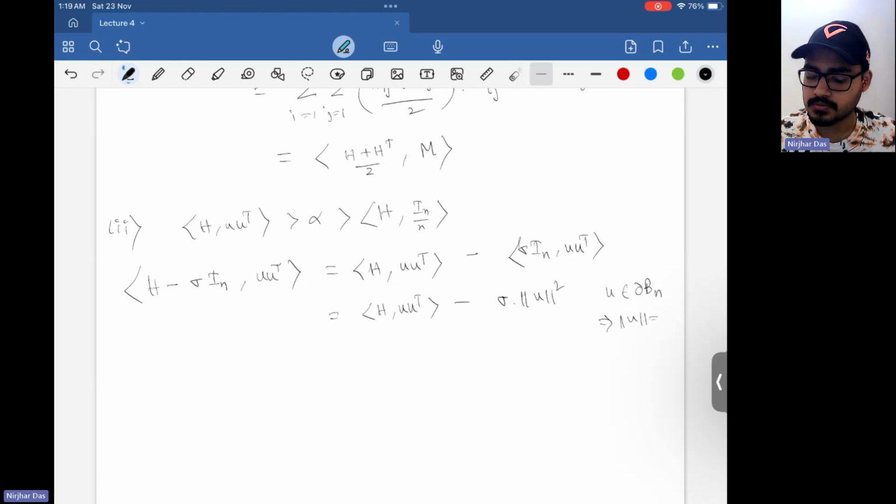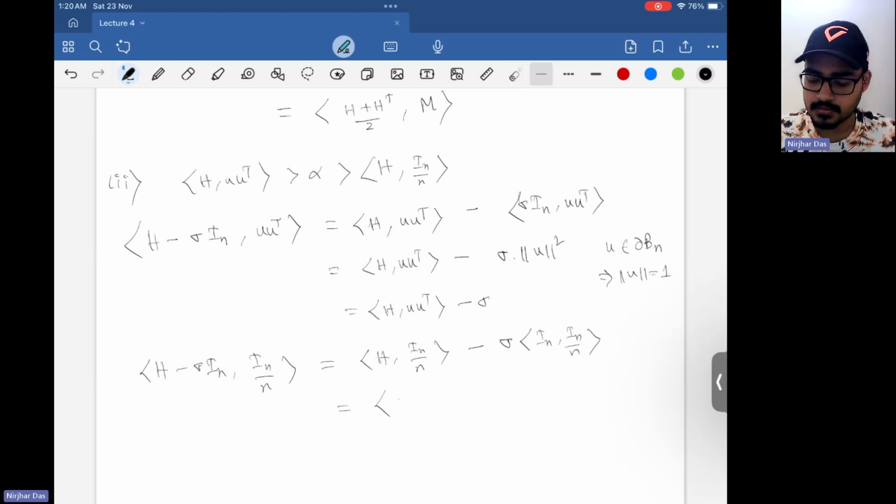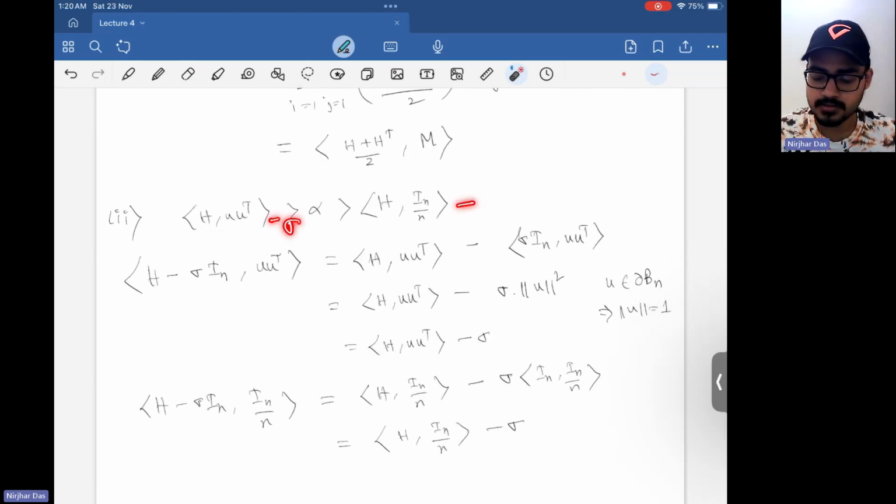Therefore, norm of U is actually equal to 1. This is nothing but H of UU transpose minus sigma, right? And what happens to the right hand side? H of I_n by n minus sigma. This is also again equal to H of I_n by n minus sigma times I_n by n, and this is nothing but sigma, right? So you can see that subtracting this sigma I_n from H does not change the inequality. So here also you get a minus sigma, here also you get a minus sigma. So things just get translated by a scalar.